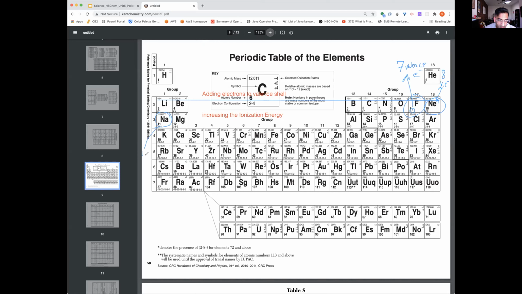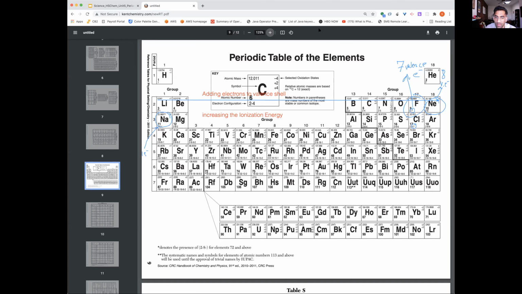All right, because it filled that shell, so its configuration is 2-8-1. So it only has 1 electron. So it's a very low ionization energy. It will give up that electron very easily. And we know this from table salt, which is sodium chloride. It will give up an electron and transfer it to the chlorine, which, like fluorine, has 7 in its outer shell. So across a period, as we say, when we're describing going across a row, ionization energy will increase.